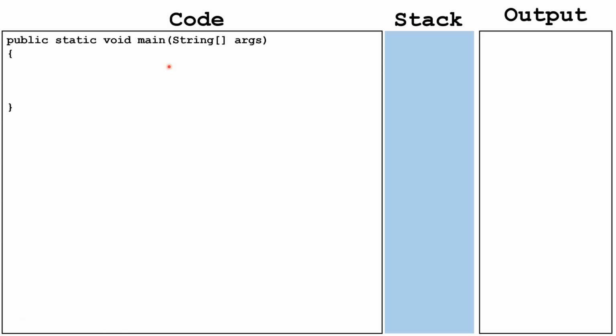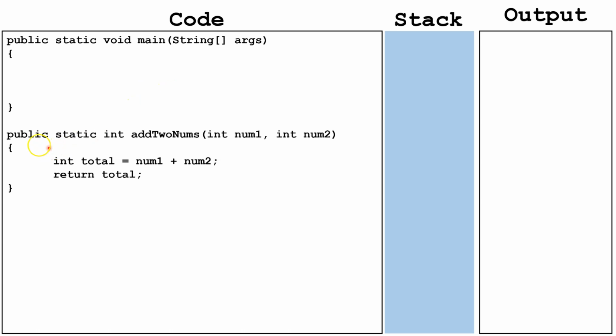Now let's write a second method. This method, public static int. It's int, so that means we have to return a piece of data of int type. I've named it add2nums, and I've given it 2 parameters, which are a type of variable that allows the method to accept data when it is called. We can use these parameters to customize the behavior of the method. In this case, we're going to add num1 and num2 and put them inside a variable called total. Then we're going to return total.